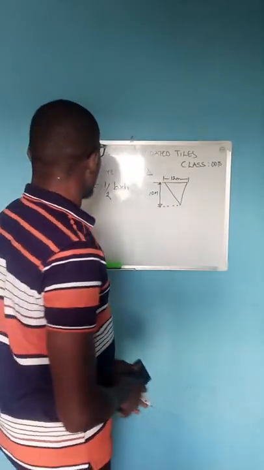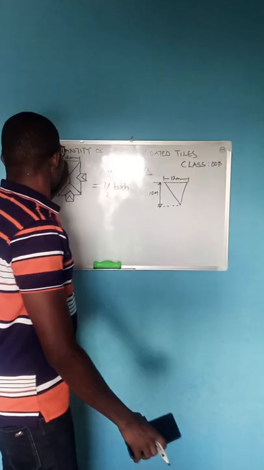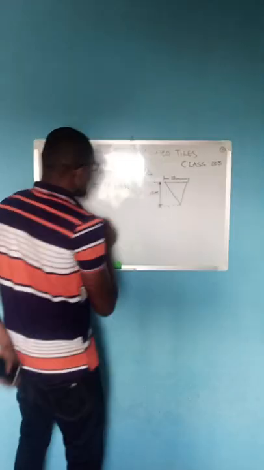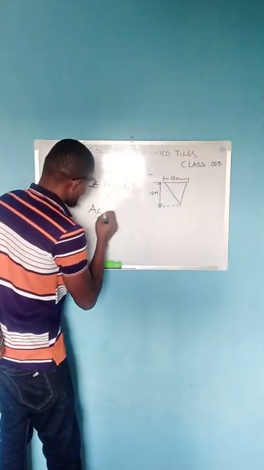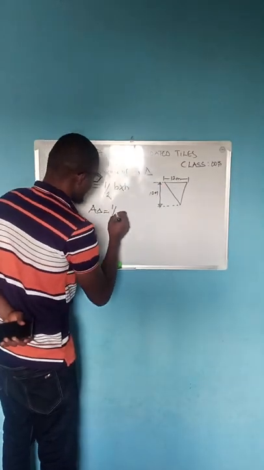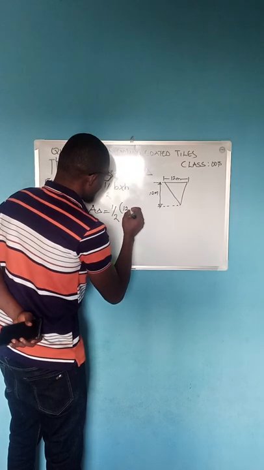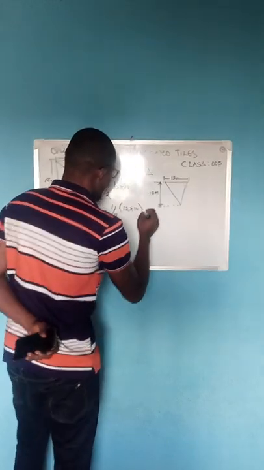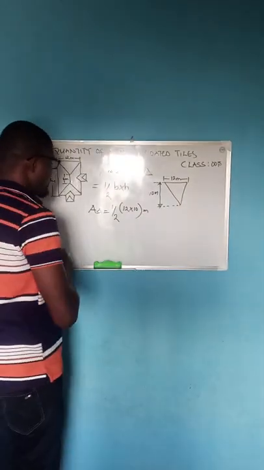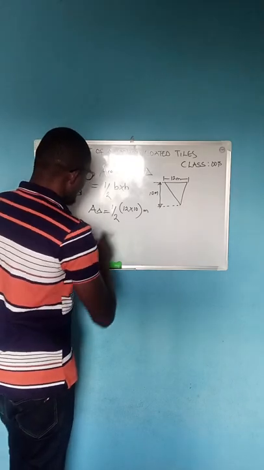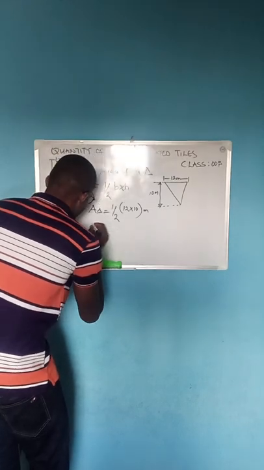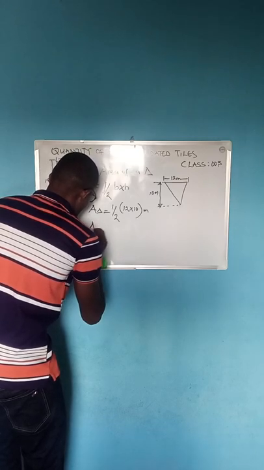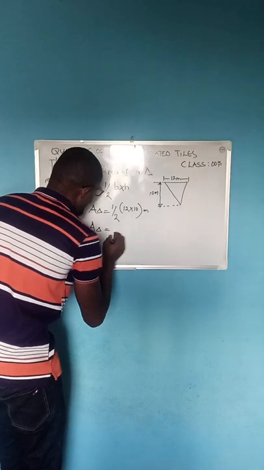Now, for you to know the quantity of tiles that will be okay to cover this area, you have to apply this formula: half base times height. Our base here is 12 meters, then times our height, which is 10 meters. Then when you do this, you have what? 12 times 10 gives us the area.